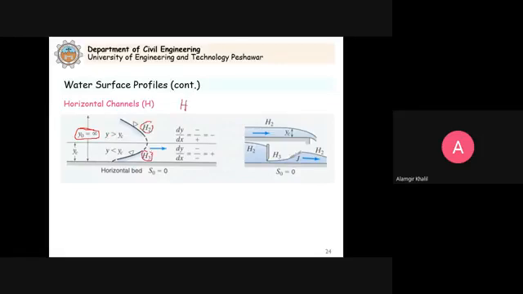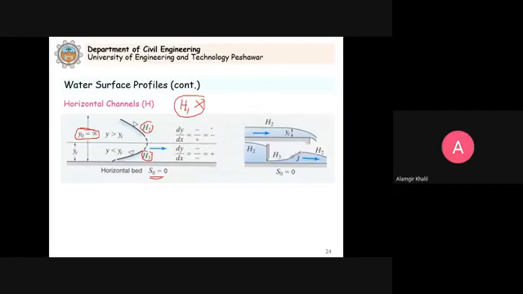And remember, this horizontal slope and adverse slope, they should be of smaller length, because if they are of greater length, we cannot establish the flow. So H2 is a decreasing profile, negative, and H3, if it occurs, it will be an increasing water surface profile, and these are the typical examples.